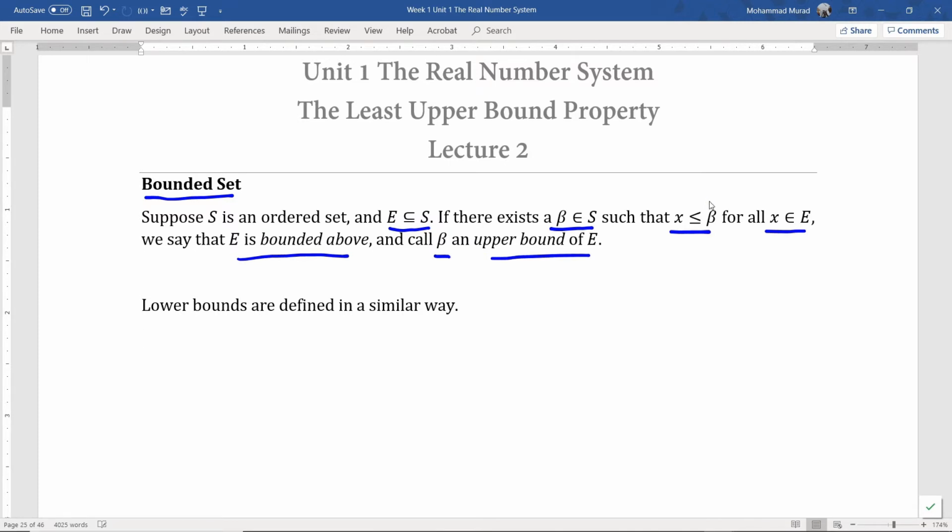In short, if every element X of E is smaller or equal to some element beta in S, then we say the set E is bounded above and beta is an upper bound. Lower bounds are defined in a similar way. Instead of less or equal, in that definition, we need to use larger or equal.